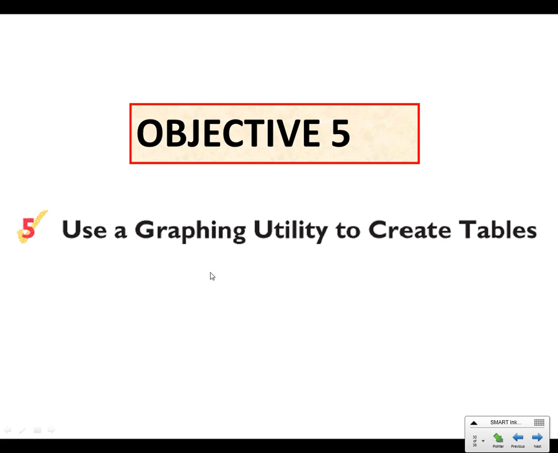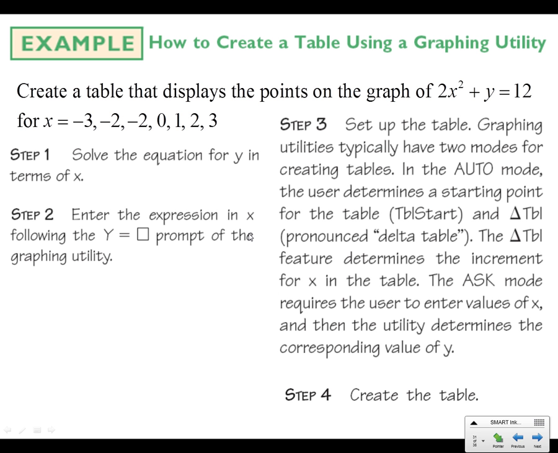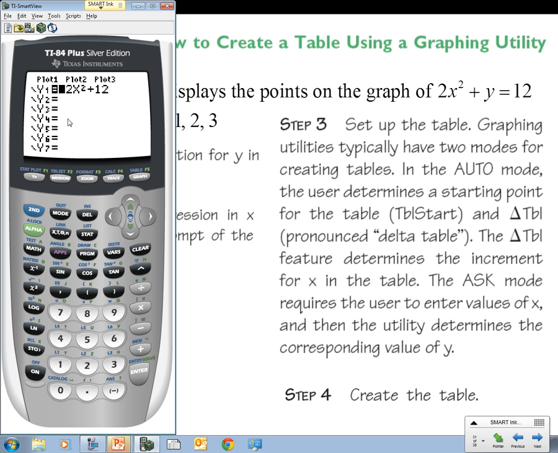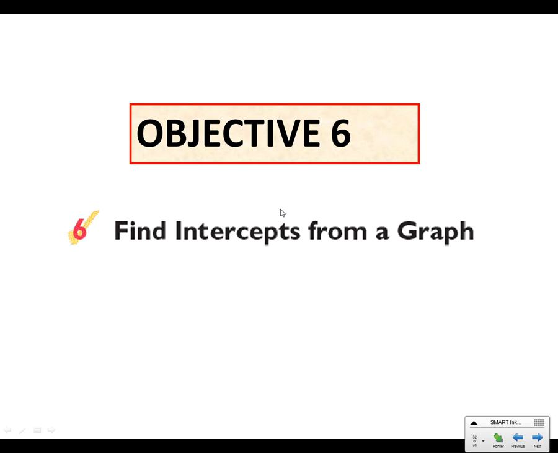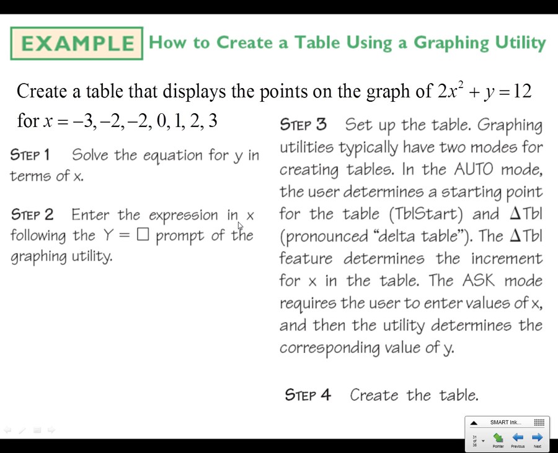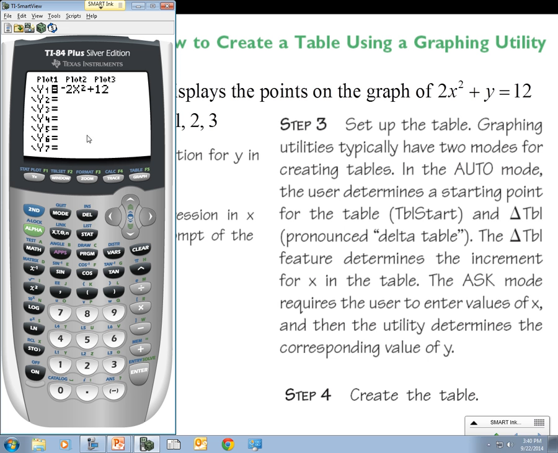Okay, so we're going to use a graphing utility to also create tables. Create a table that displays the points on the graph of 2x squared plus y equals 12, same one we did before, for these values. Solve the equation for y in terms of x. We already did that. We've got our y equals. Enter the expression in x following the y equals prompt of the graphing utility. We've already done that. It's already in there. Let's set up our table.